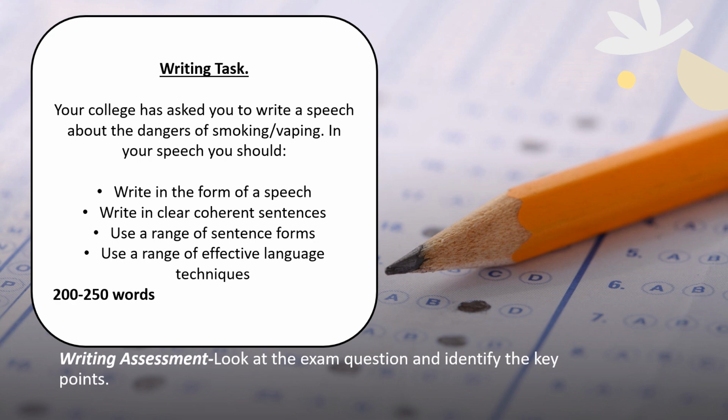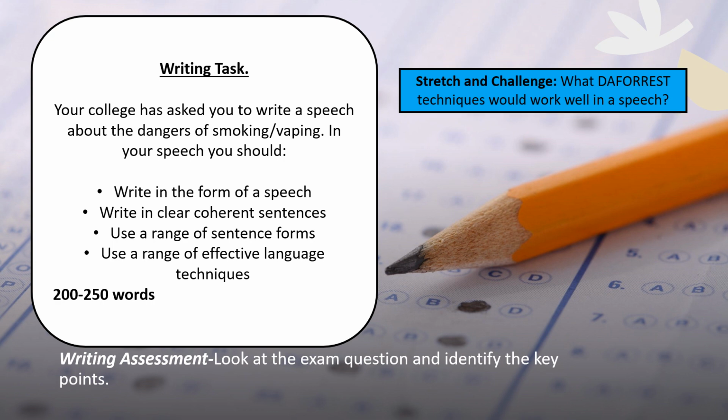And you can see there, down the bottom in bold, we've got the recommended word count. Very typical kind of amount that you'd expect us to write for level 1, level 2. That's 200 to 250 words. That's roughly about half a page, maybe a little bit more than that. So a good thing to think about when faced with a task like that is what DeForest techniques would work well in the speech. Now if you're not too sure about it, we're going to go over it in more detail in just a moment.